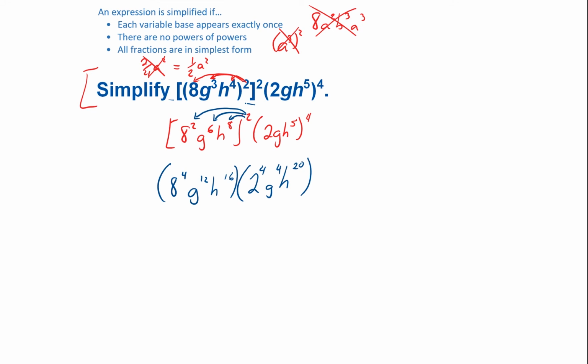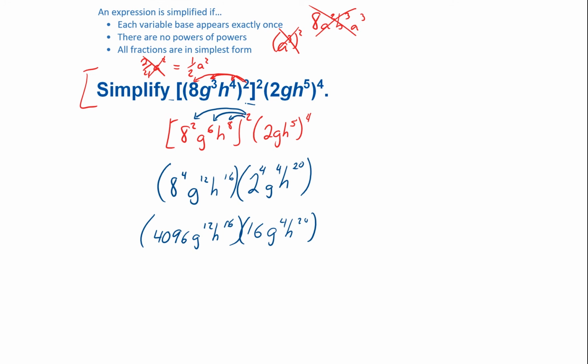Okay. Now I have multiplication going on, so if the bases are the same, that means I can add the exponents. Now look at this first one. The bases are not the same because I have an 8 and a 2. So don't go 8 to the 8th or 2 to the 8th and just add the exponents. Instead, we should simplify each of these numbers. So I have 4096, g to the 12th, h to the 16th, and then 2 to the 4th, which is 16.